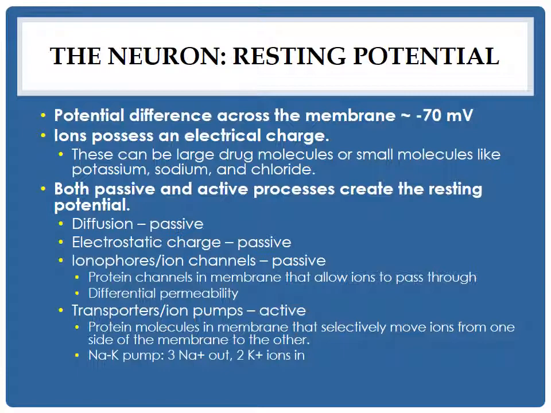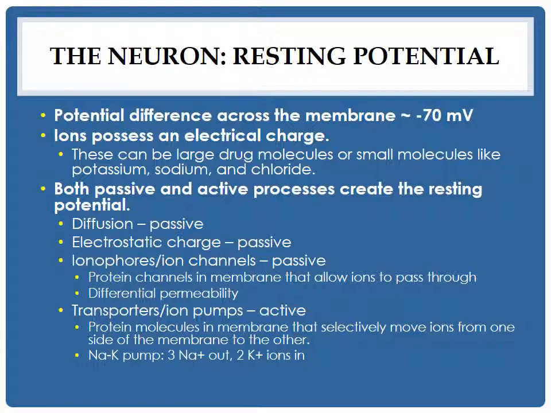First, the passive ones are diffusion. Recall from earlier, diffusion is just a substance moving from high concentration to low concentration. Electrostatic charge is another passive force where negative ions repel each other, positive ions repel each other. So a negative ion tends to want to be in a positive environment, whereas a positive ion wants to be where more negative ions are. The last passive process to consider is ion channels. These are just proteins in the membrane that allow ions to pass through the membrane.